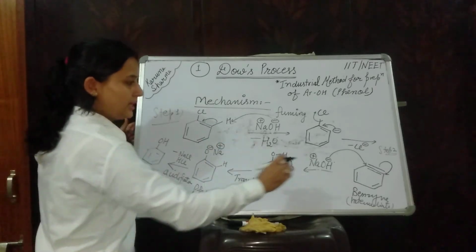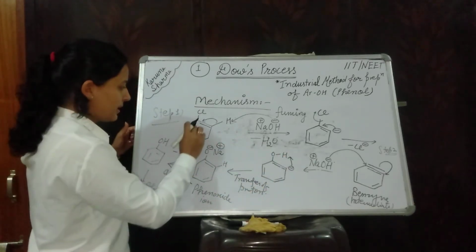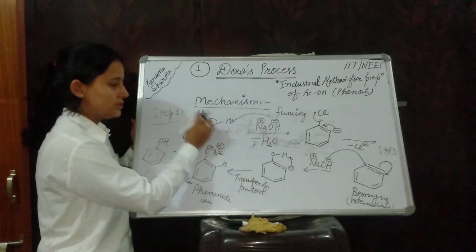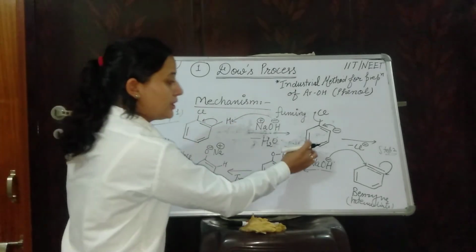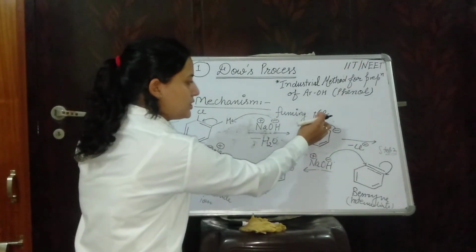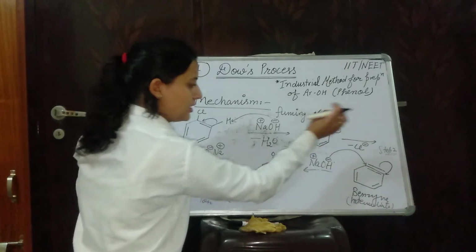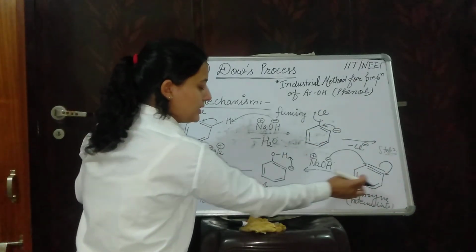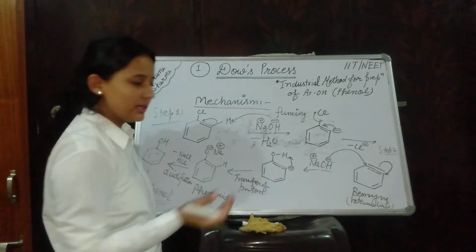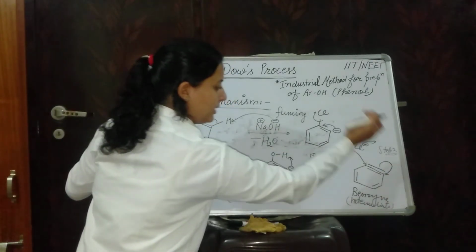I am repeating again within 1 minute. This is your chlorobenzene. The base will abstract the proton, shift electron density to the next carbon atom. Generation of this type of carbanion molecule. Here chlorine is a good leaving group. It will leave the system and formation of benzyne as an intermediate. Benzyne is very reactive in nature. Shift electron density to the carbon atom.